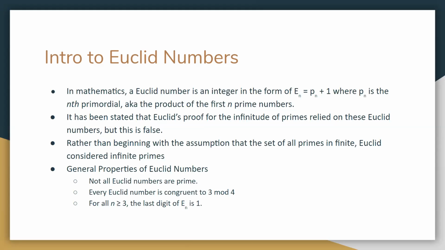Some general properties of Euclid numbers are that not all Euclid numbers are prime, every Euclid number is congruent to 3 mod 4, and for n greater than or equal to 3, the last digit of the Euclid number is 1.